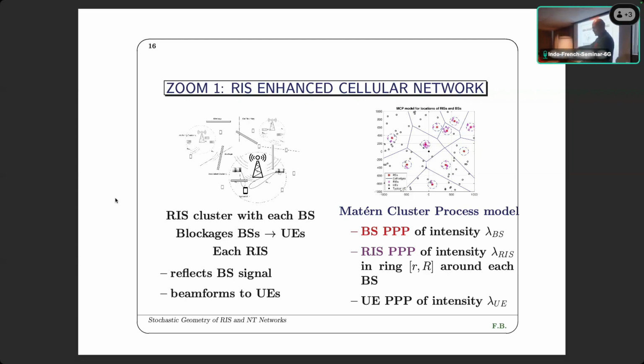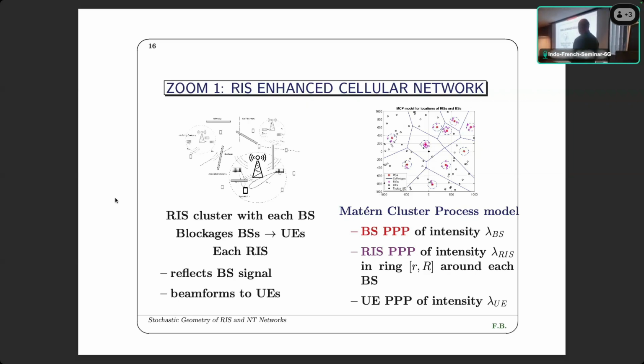There is some area which is badly covered because there is a hole or something like that. And you could put the RIS around that hole to cover the area in such a way that the UEs that do not see the base station are covered thanks to the reflection by the RIS. Okay, there are plenty of variants.